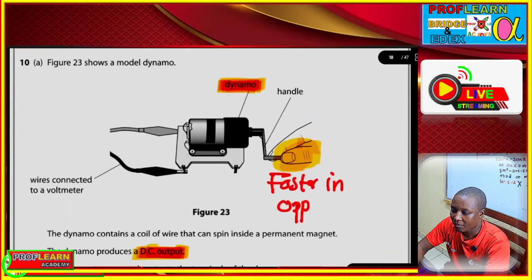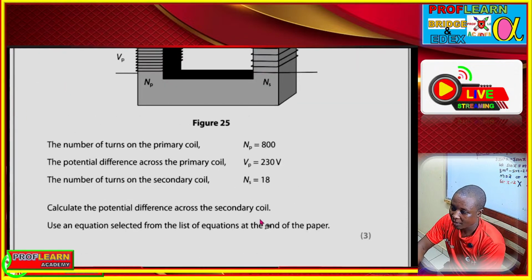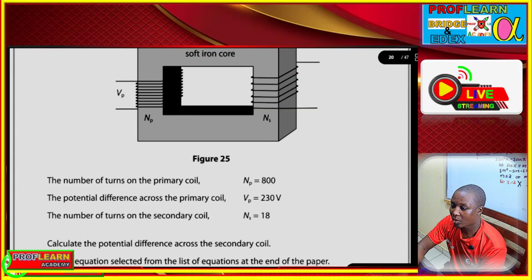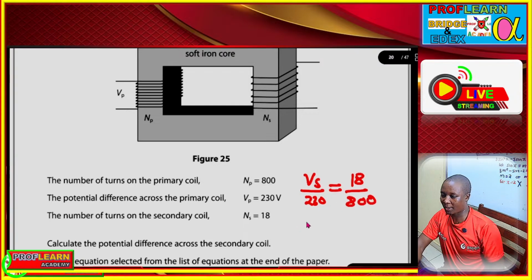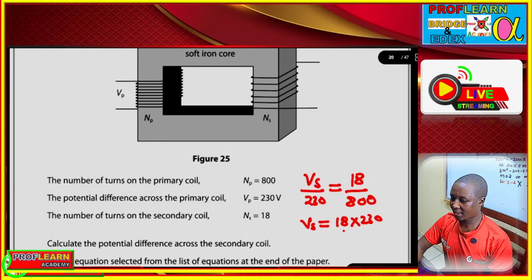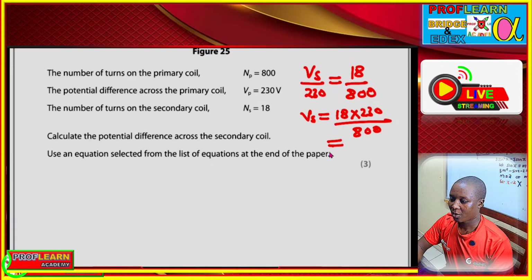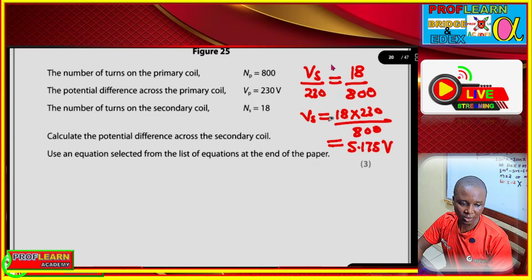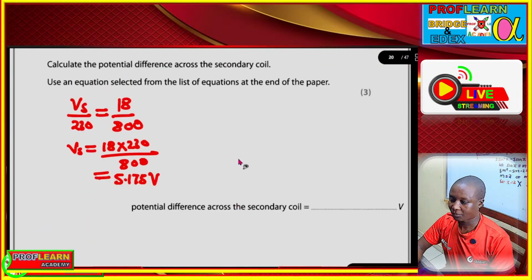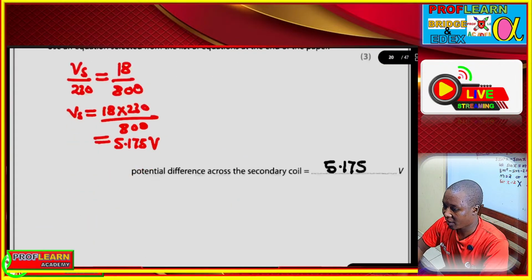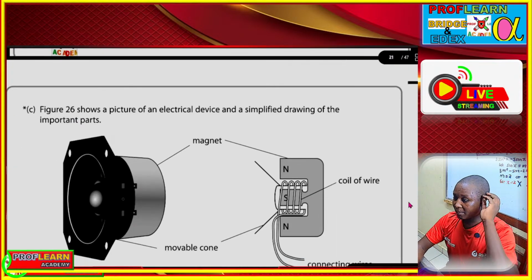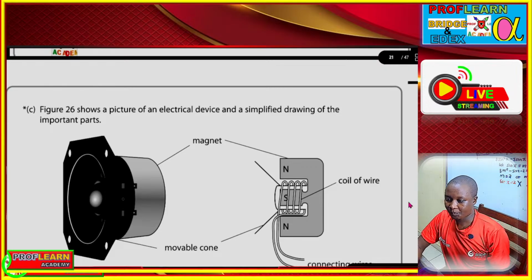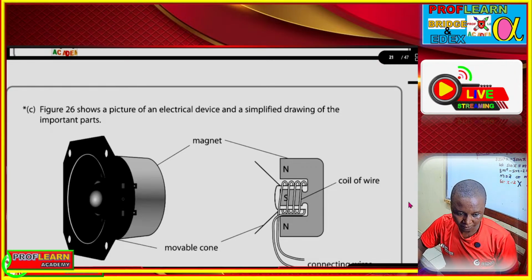All right, so moving to the next part about transformer. Already this one we've worked it out. You need to use the formula. This one I'm not going to explain, because from as we started our live already, I've already talked about more of this on how you're supposed to work out missing values of current and voltage. So this becomes 5.175 volts. Now the next part that we're going to look at is how a loudspeaker works.